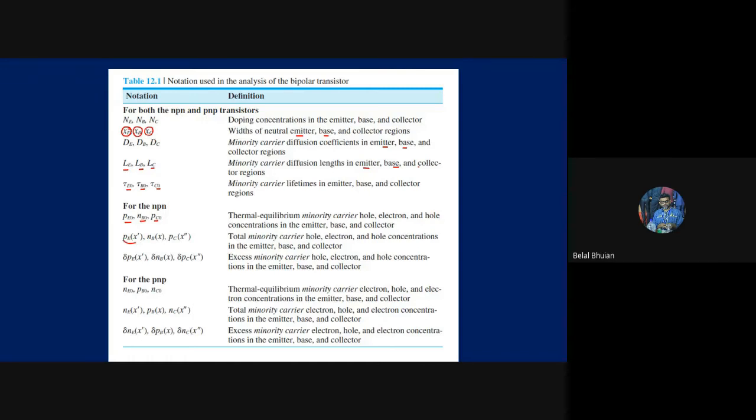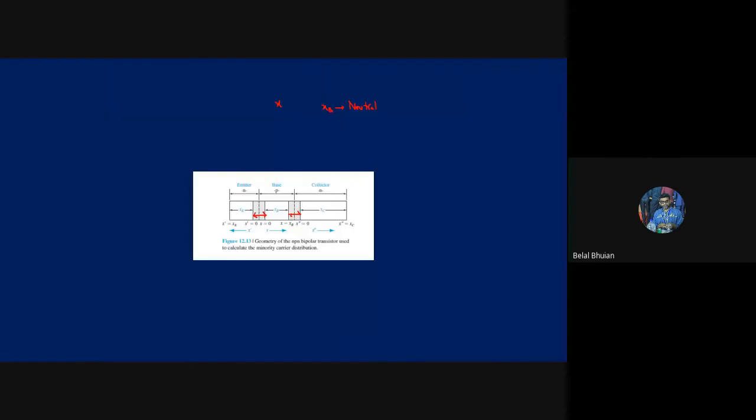Here you see PEX prime. If I go here, since in the emitter region we are going to consider the variable X prime, in the collector region we are going to consider the variable X double prime. So PEX prime indicates the total minority carrier in the emitter region. NBX is total minority carrier in the base region, and PCX double prime is indicating total minority carrier in the collector region. So in fact, we don't need to worry much about these things. All we are going to do is show you the profile.